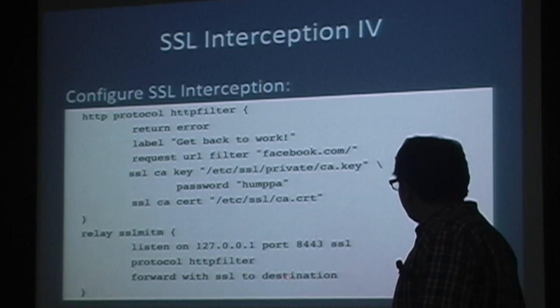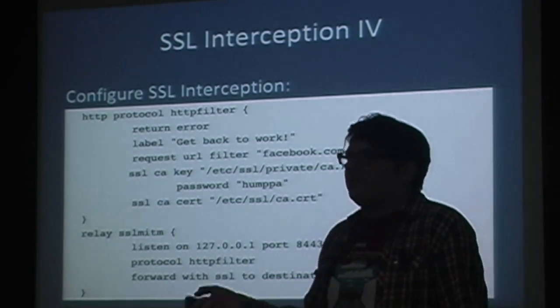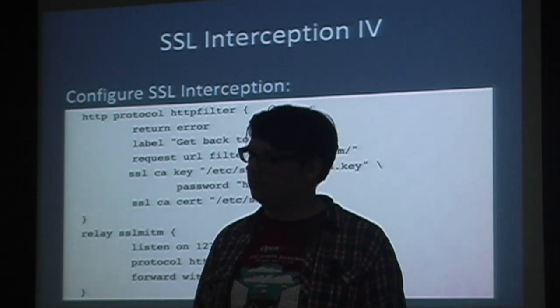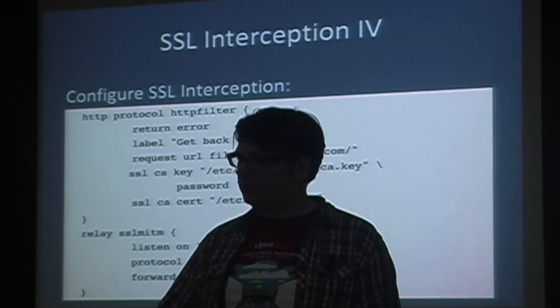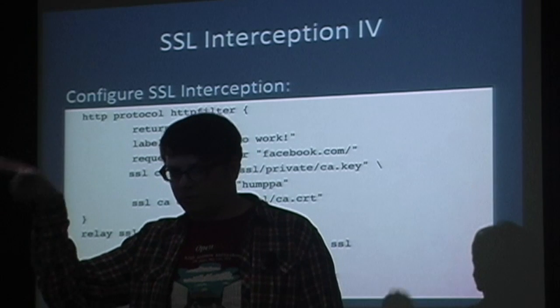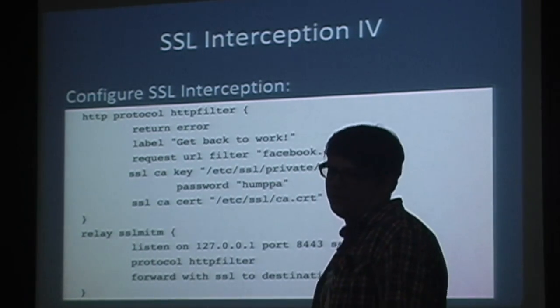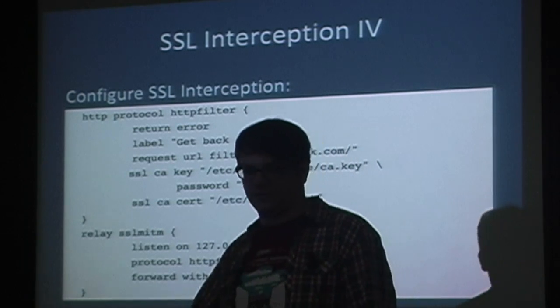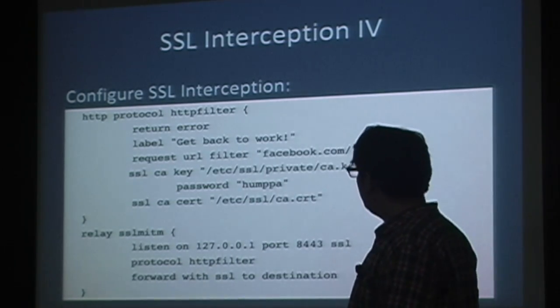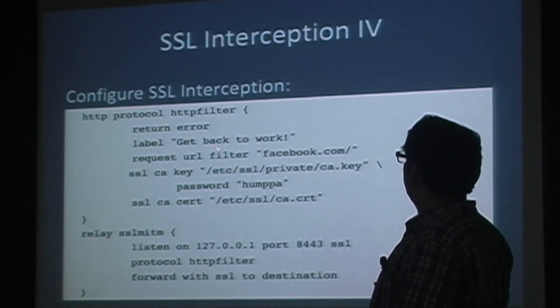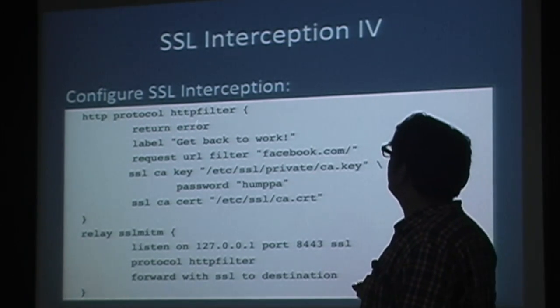Forward to destination. Destination is just a simple keyword that says, well, get the original destination by doing a lookup. So this is doing the divert socket lookup of the original destination. And with SSL, of course, connect as a client with SSL. So the filter section includes the additional configuration. You have some rules.